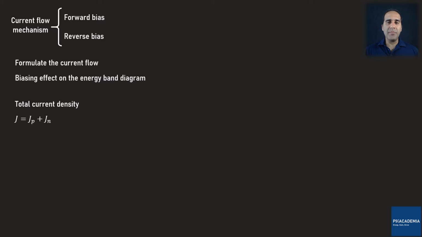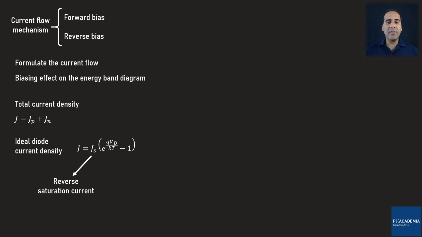J equals Jp plus Jn. For an ideal PN junction, the current density J is obtained using this equation. This equation is valid under both the forward and reverse biases. If you have followed all the previous lectures on this course, you are then familiar with all the parameters used in this equation except Js.